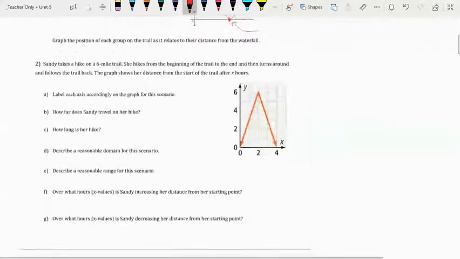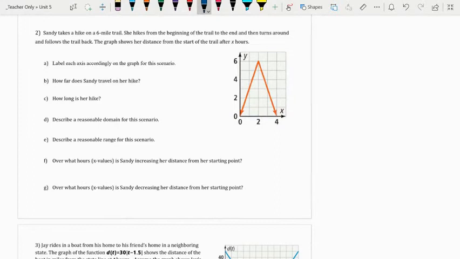So today's main focus is to look at word problems involving these absolute values. If you notice, this absolute value function is flipped upside down. Nothing wrong with that, still an absolute value function. Okay, so it says, Sandy takes a hike on a 6-mile trail. Apparently we really like hiking today. She hikes from the beginning of the trail to the end and then turns around and follows the trail back.